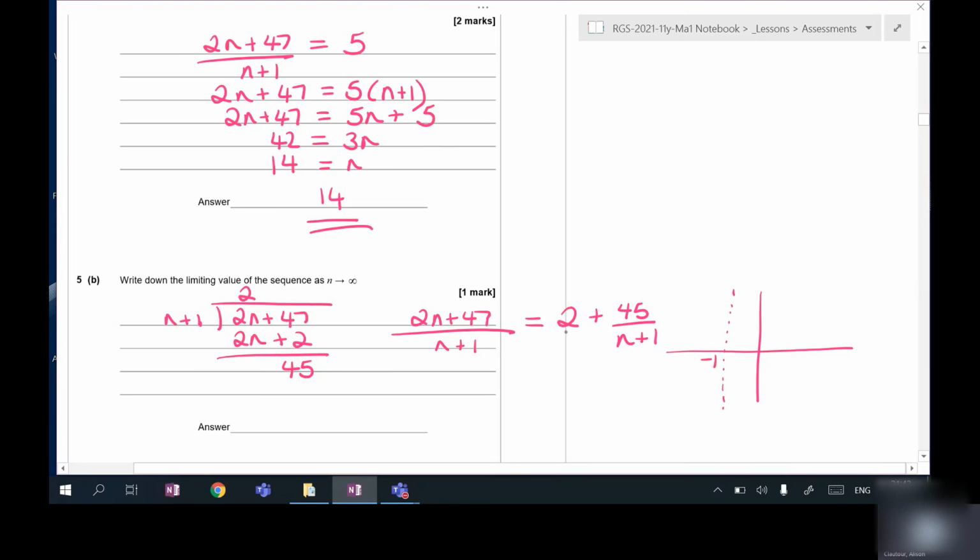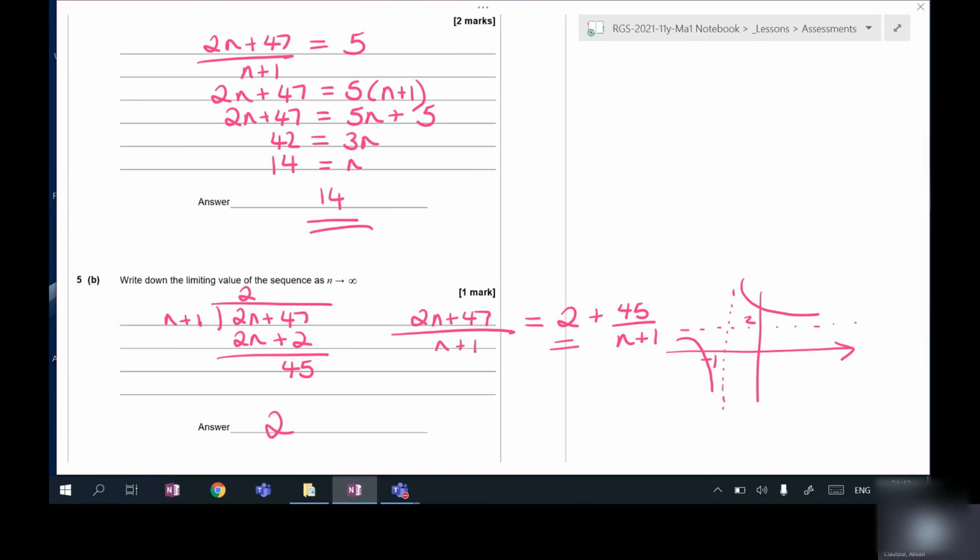Okay, and then the 2, think about graph transformations, this 2 would move it upwards. So where your asymptote would normally be the x-axis, the plus 2 moves it up. So it's here. Okay, so obviously as n tends to infinity, we're thinking about as n gets bigger and bigger and bigger, we can see that graph gets closer to the asymptote. So your limiting value would actually be the horizontal asymptote, which is 2.